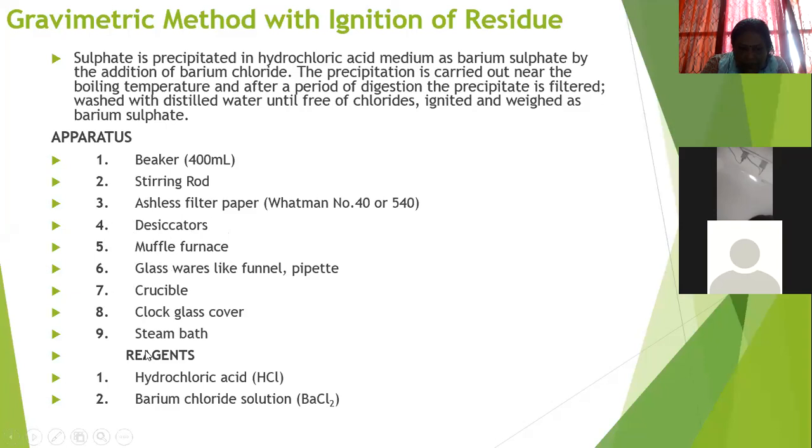It is made up of porcelain, and the reagents required for this experiment are concentrated hydrochloric acid and barium chloride solution. These two are very important. These two will be added to a solution which contains sulfate. This experimental solution may be known or unknown. That is, you may prepare a solution of sulfate by dissolving some sodium sulfate or potassium sulfate salt in water and adding HCl.